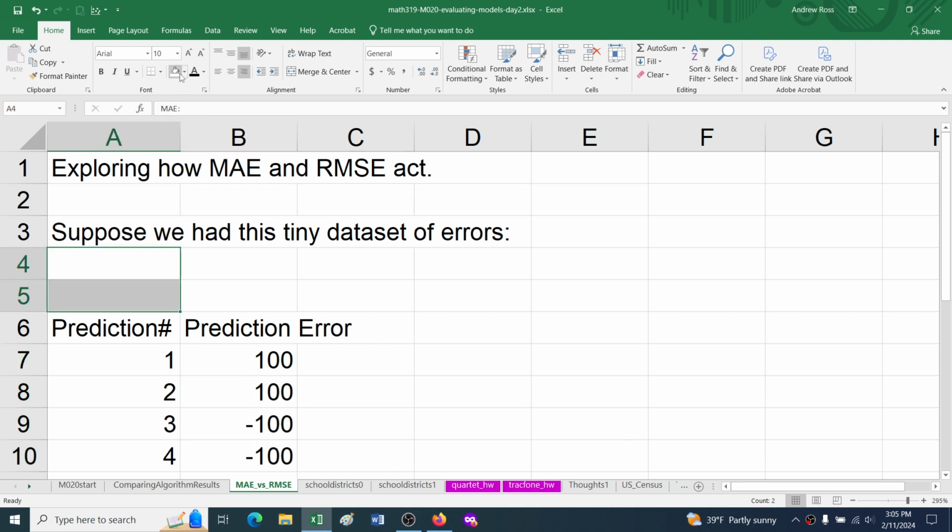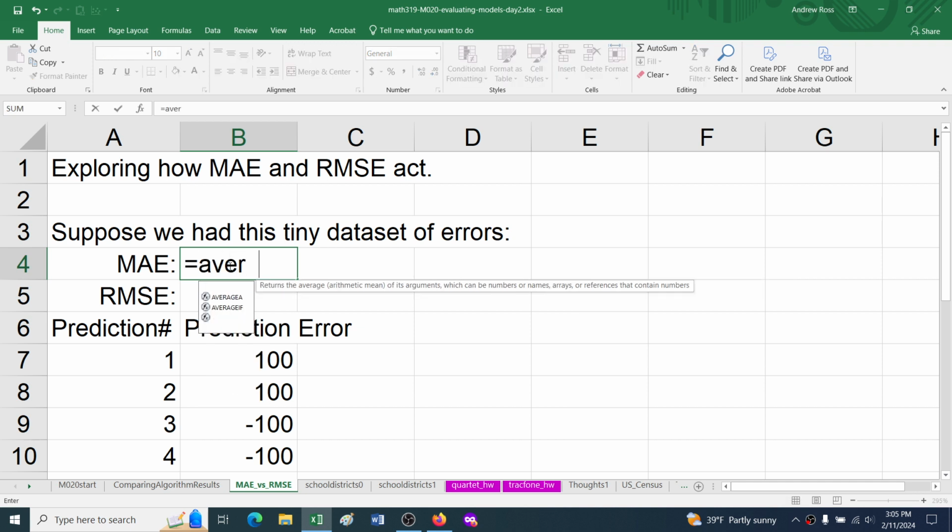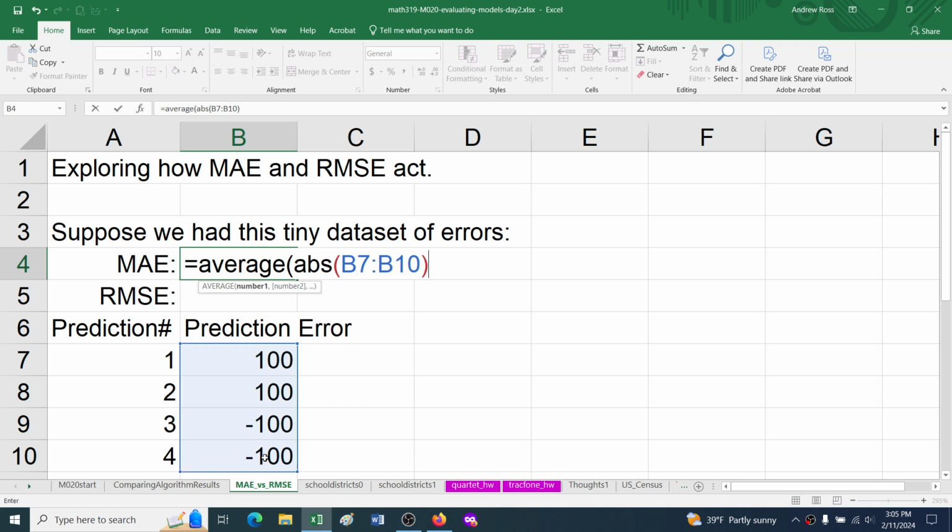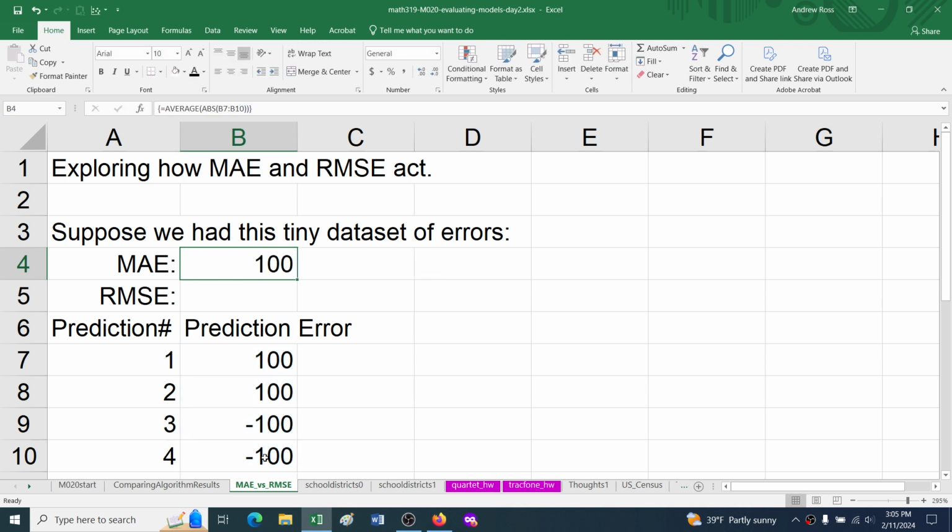So let's put some formulas here. Let's do the average absolute error. And what do you think that's going to be? Let's hit enter here, or control shift enter, and we get 100, because if you take the absolute value of each of these, you get 100. Take the average of 100 four times, you get 100.